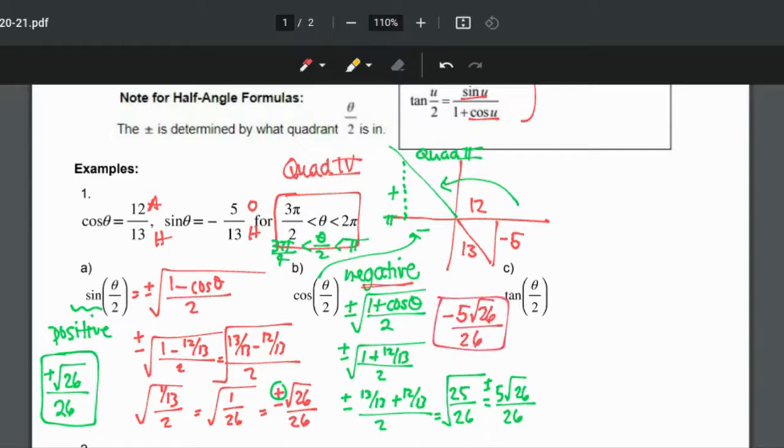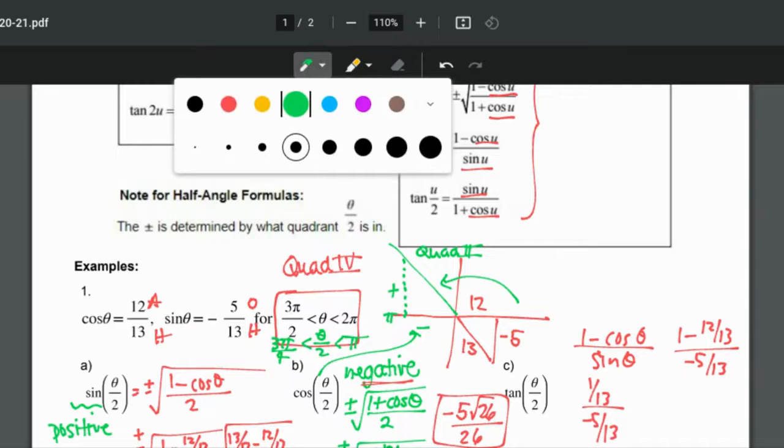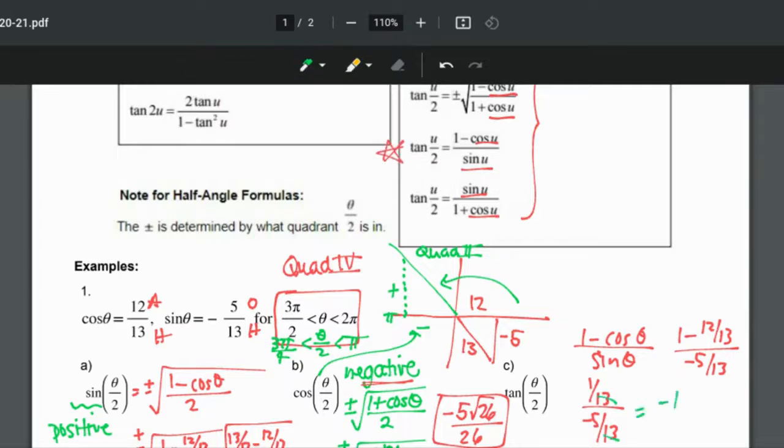And for the last one, remember we said we were going to go with the middle formula. So we're going to do 1 minus cosine theta over sine theta. And we're just going to substitute in the given information. So we were given 1 minus 12 over 13, over negative 5 over 13. All right, so we know that 1 is 13 over 13. So 13 over 13 minus 12 over 13 is 1 over 13, over negative 5 over 13. And then we can cancel out those 13s, and we're left with negative 1/5.